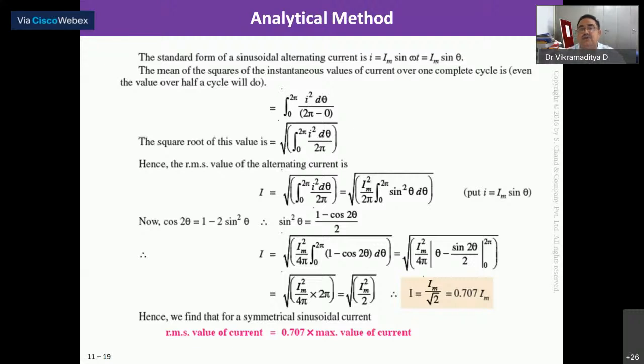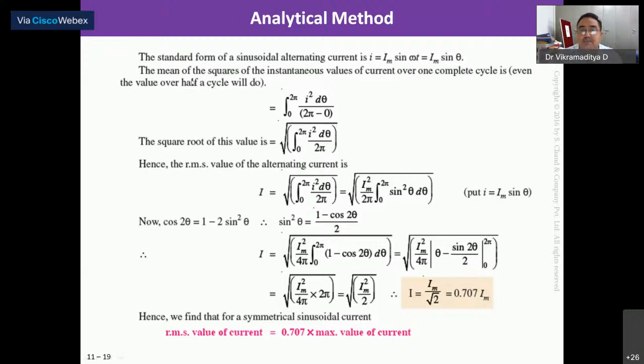So to take the average, what do I have to do? I have to use the integration formula: 1 upon 2 pi minus 0, and integration from 0 to 2 pi. This is how I have taken the average or the mean, by the integration method. How do you take the mean of this? You integrate with the limits 0 to 2 pi and divide by the total interval, so the total interval is between 0 and 2 pi.